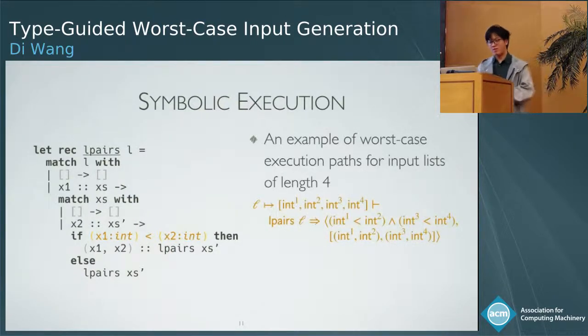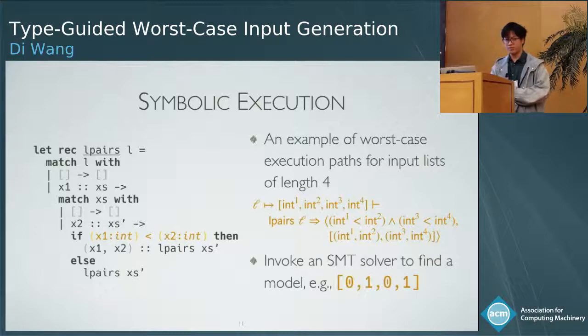Actually, an example of a worst case execution path for an input list of length 4 is that the first integer in the list is smaller than the second one, and int 3 is smaller than int 4. After you collect this constraint, you can invoke an SMT solver to find a model for that. For example, 0, 1, 0, 1.